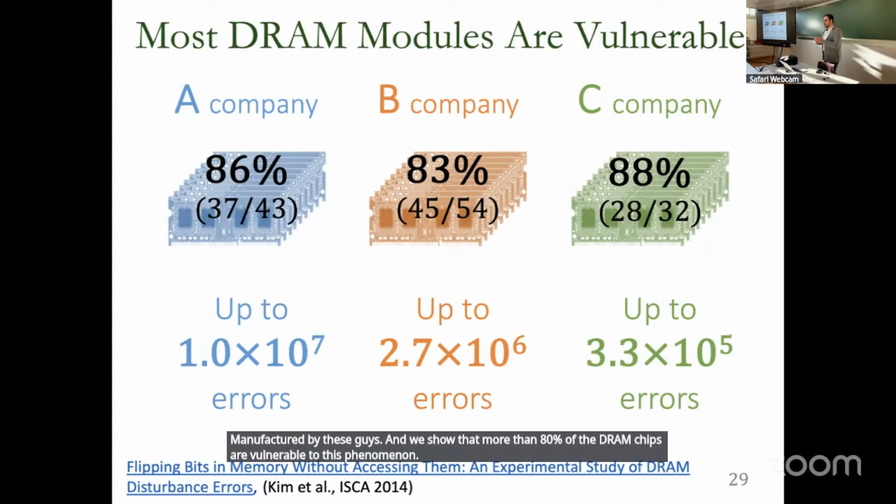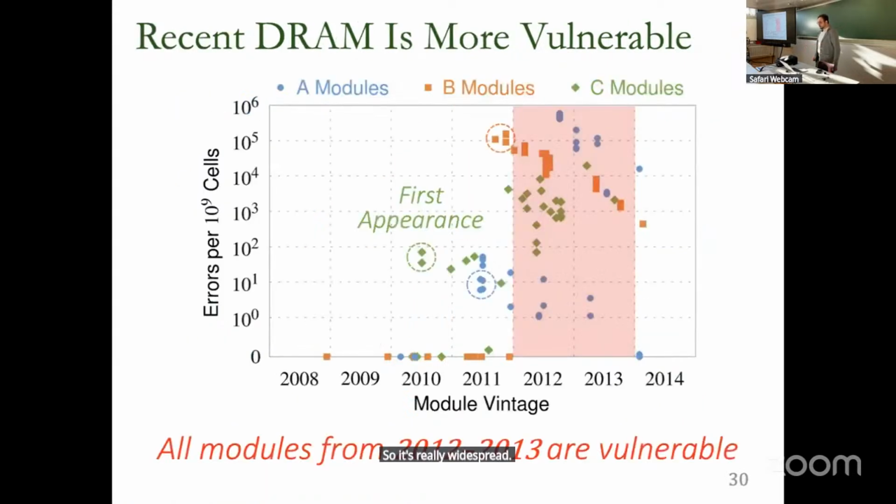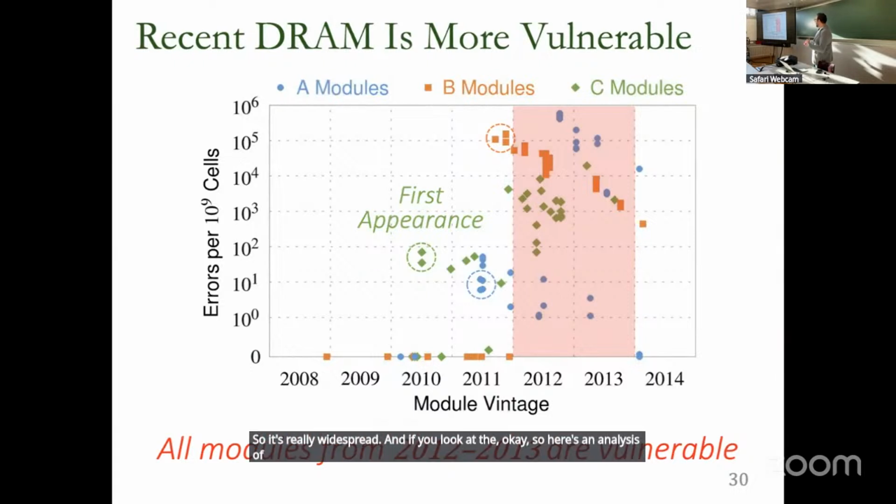So it's really widespread. Here is an analysis of when these problems actually occurred in real DRAM chips. This laser also doesn't work. Okay, maybe I should just point like this.